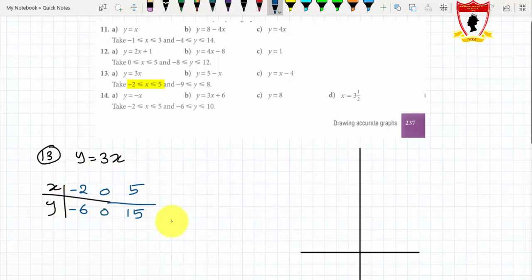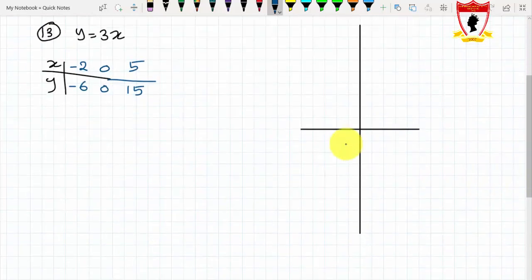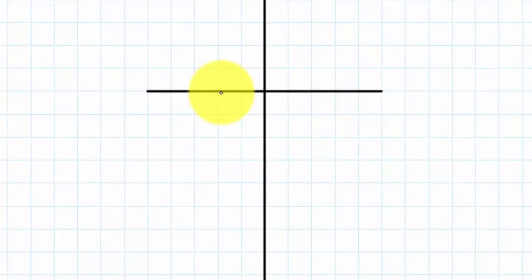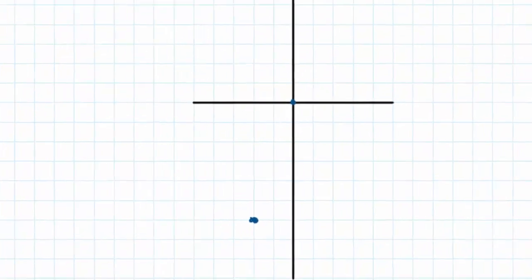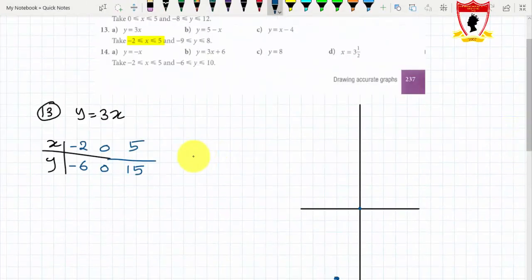Now we have 3 points. Let's plot them. The first point is -2 and -6. -2 on the x-axis is here, -6: 1, 2, 3, 4, 5, 6. This is the first point. The second point is 0, 0. And the third point is 5, 15. 5, 15 is exceeding the y-axis that the question wants, so we're going to reject this. We don't plot this point.